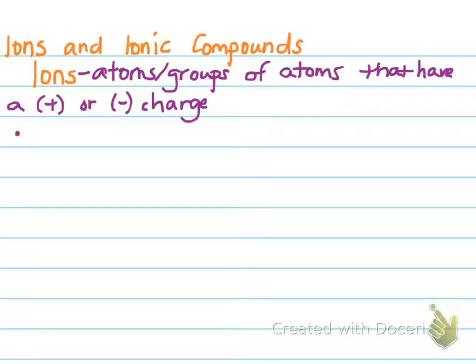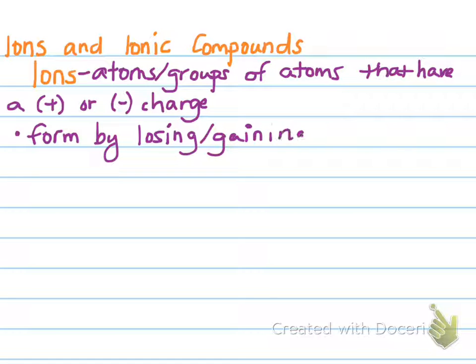Remember, our ions form by losing or gaining electrons. Now again, remember, we would have really three options here for how we form ions. We could gain or lose neutrons. We could gain or lose protons. We could gain or lose electrons.